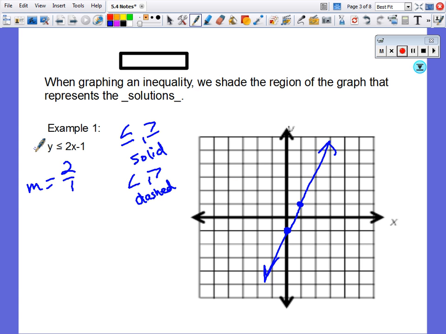Then it says less than, which means I'm going to shade below the line. I always like to put mine in y equals format because that makes it easier to tell the shading. As a student, I always had trouble the other way. And then here you go. If you just do this, guys, I can tell it's shaded. You don't have to fill it in.